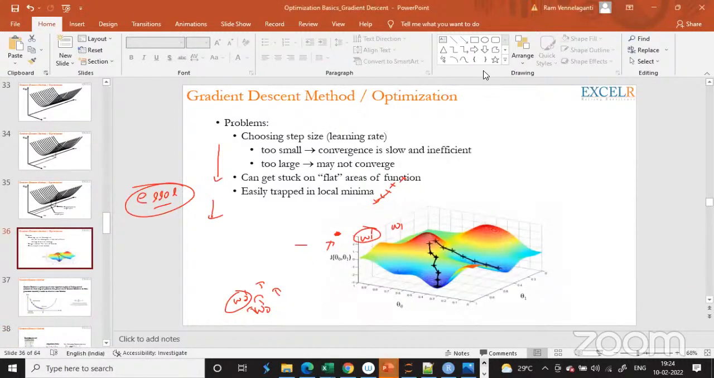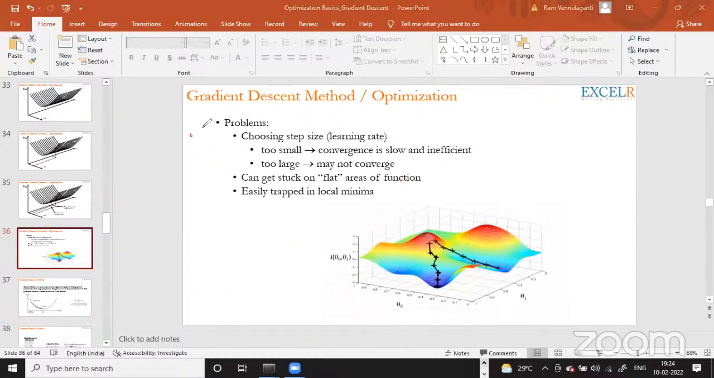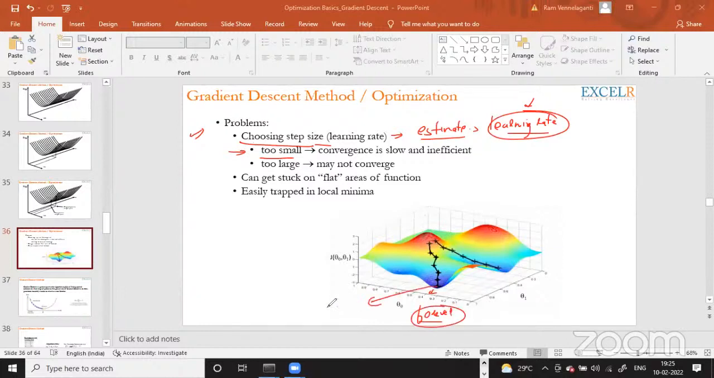Now, what are some challenges that you can face along the way? What are some problems that you are going to face? It is very difficult for us to estimate what should be the learning rate for our gradient descent model. If you select too small a learning rate, what will happen? It will take forever to reach this minimum value.